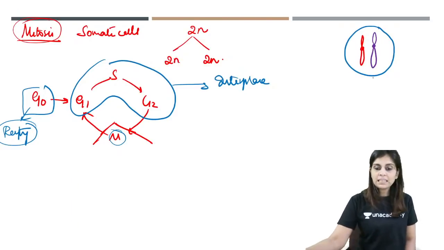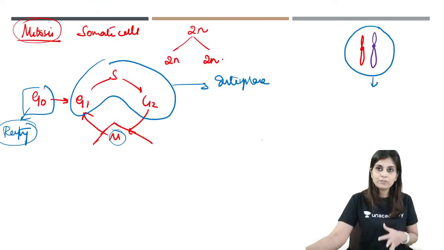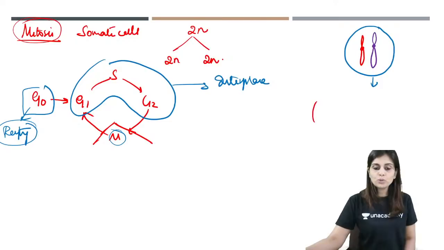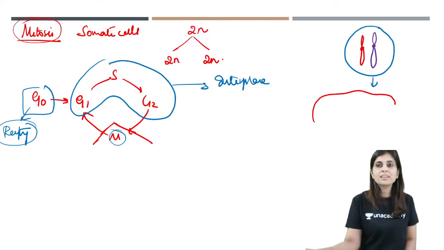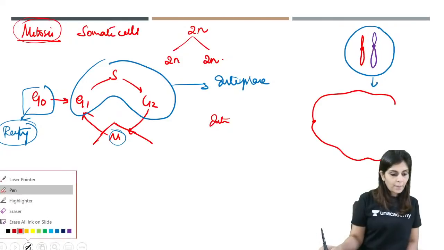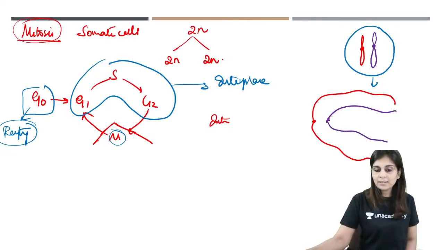And what happens in interphase? Please remember, in interphase there will be uncondensation of chromosomes. Those of you who have attended my special classes will know why. So the first thing that happens is uncondensation of chromosomes. Okay, both the chromosomes have now undergone uncondensation.